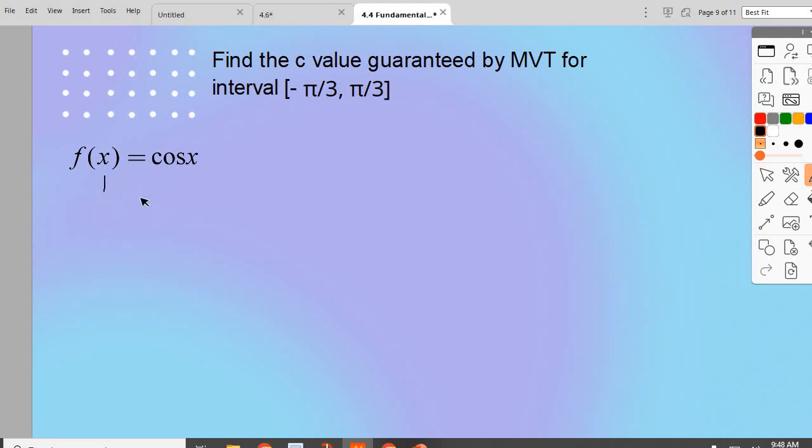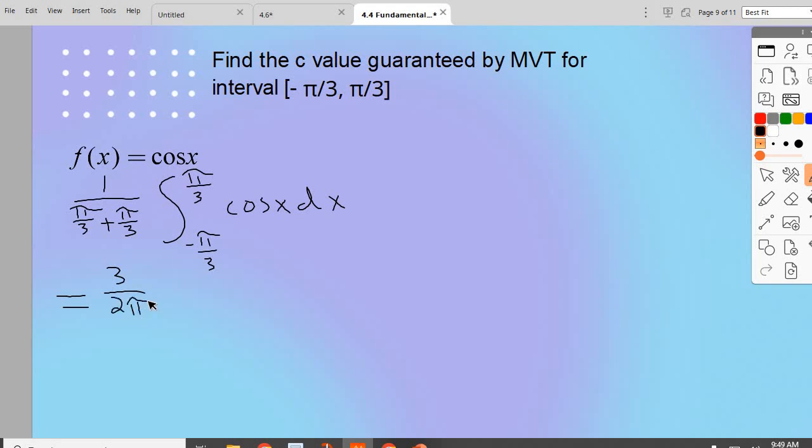So, I have 1 divided by, what is my b? Pi over 3, minus a negative, so that ends up being positive pi over 3. Are we all okay with that? Times the integral from negative pi over 3 to pi over 3 of cosine of x dx. What is 1 divided by pi over 3 plus pi over 3? 3 over 2. 1 divided by 2 pi over 3, which is also 3 over 2 pi.